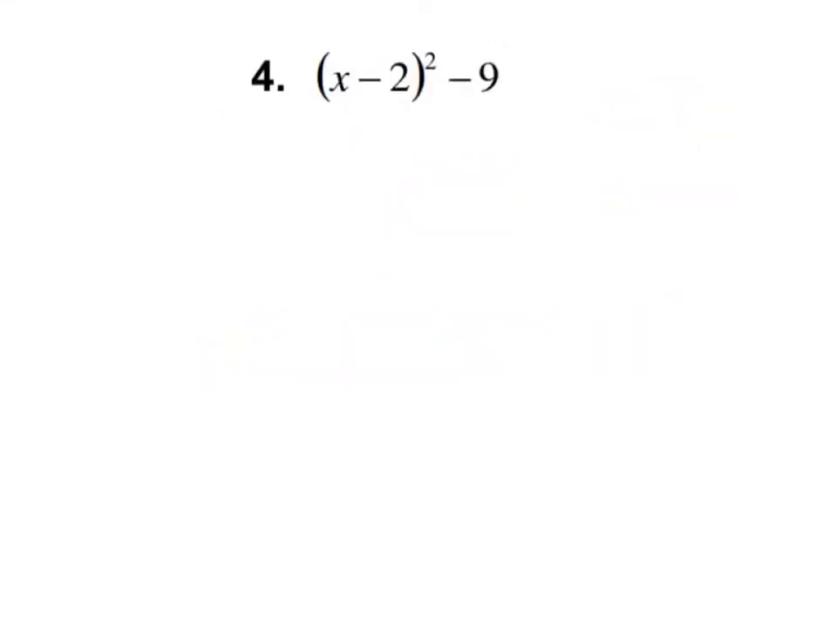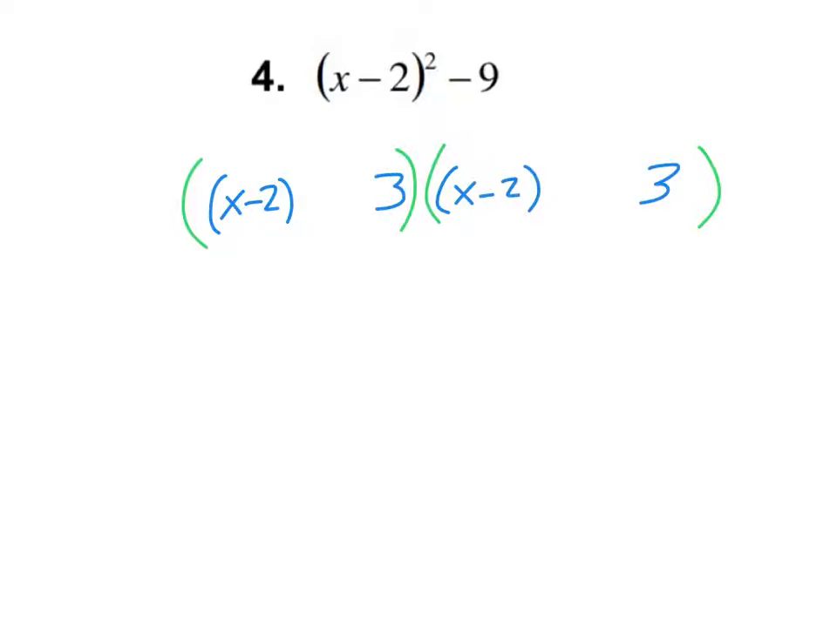Okay, so here's number 4. Now we get that weird parentheses that's being squared at the beginning. So we've been treating that as a perfect square. We also know 9 is a perfect square and they're being subtracted. So it's a difference of perfect squares. Okay, so it's the square root of the first term, which is going to be x minus 2. It's the square root of the last term, which is 3. And then I alternate the signs between them. One's positive, one's negative.